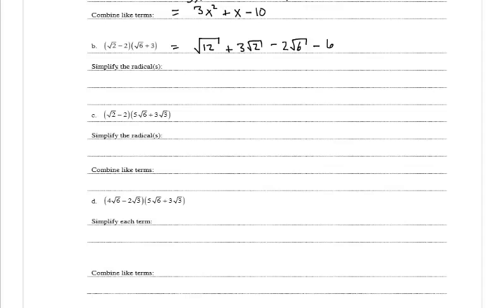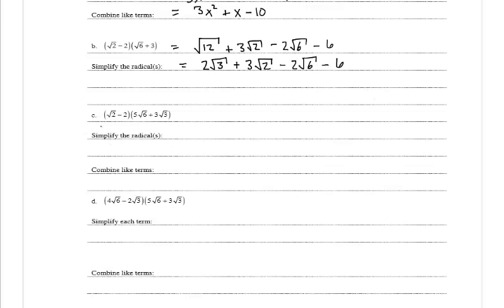And now we want to simplify the radical or radicals. And in this case, the only radical that can be simplified is our square root of 12. 12 can be written as 4 times 3, and the square root of 4 is 2, so we have 2 square root of 3 plus 3 square root of 2 minus 2 square root of 6 minus 6.